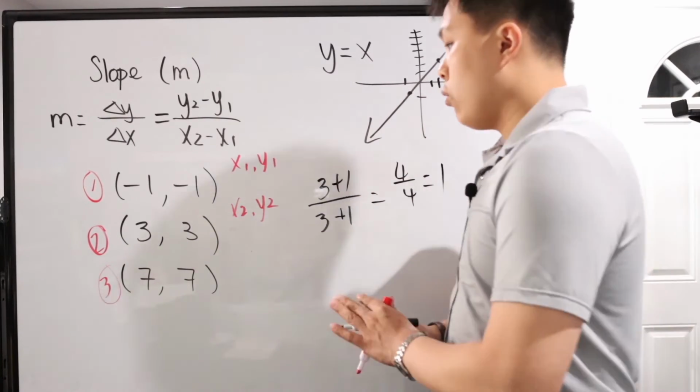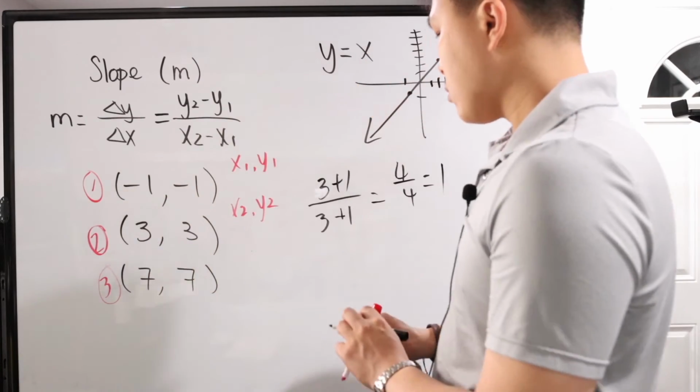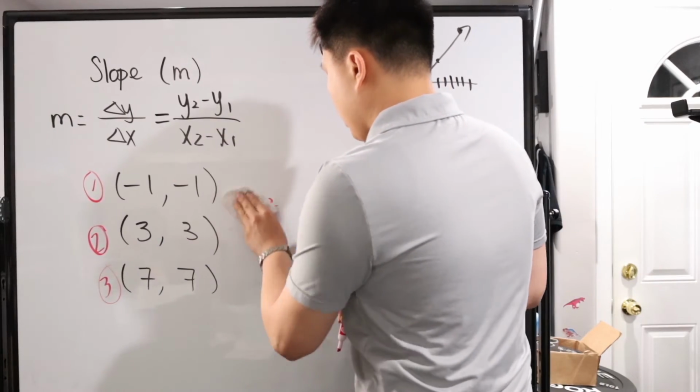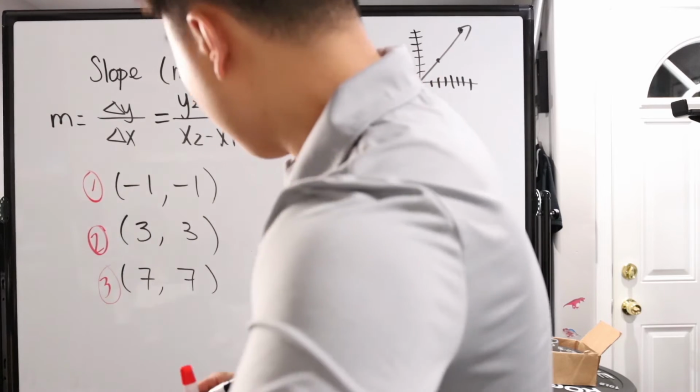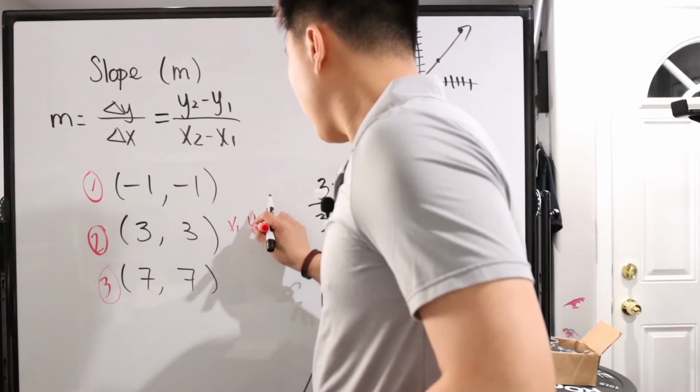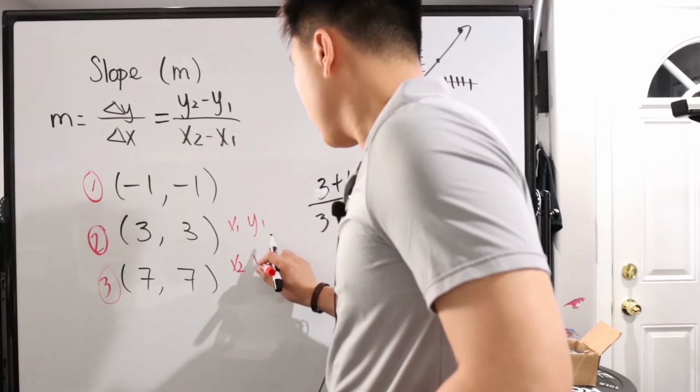Okay, great. Well, if I do these 2, let's just erase this right here, just so you guys can know what I'm doing. Let's do these 2 right here. This is going to be x1, y1, x2, y2.